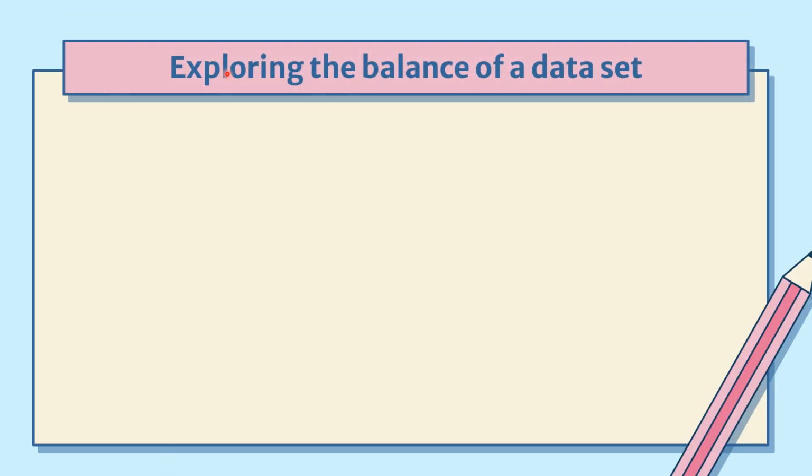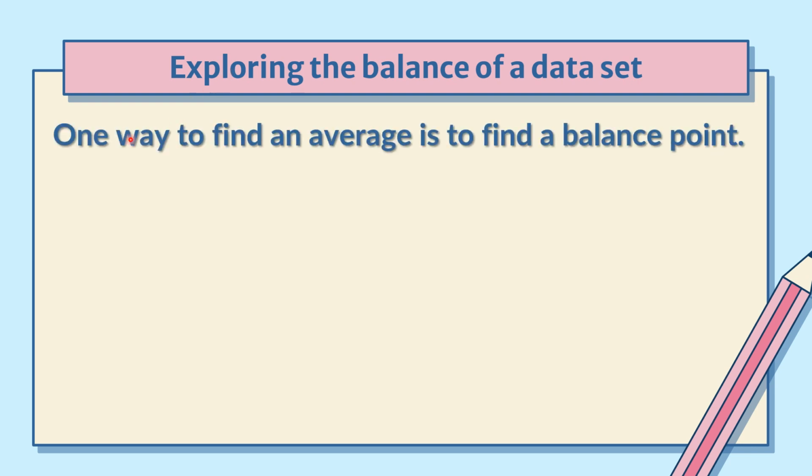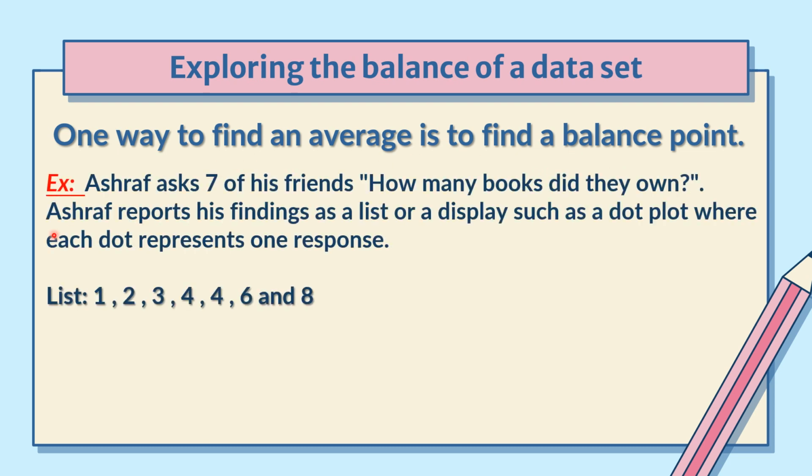Exploring the balance of a data set. One way to find an average is to find a balance point. For example, Ashraf asks 7 of his friends how many books they own. Ashraf reports his findings as a list or display, such as a dot plot, where each dot represents one response. Here we have the list 1, 2, 3, 4, 4, 6, and 8.